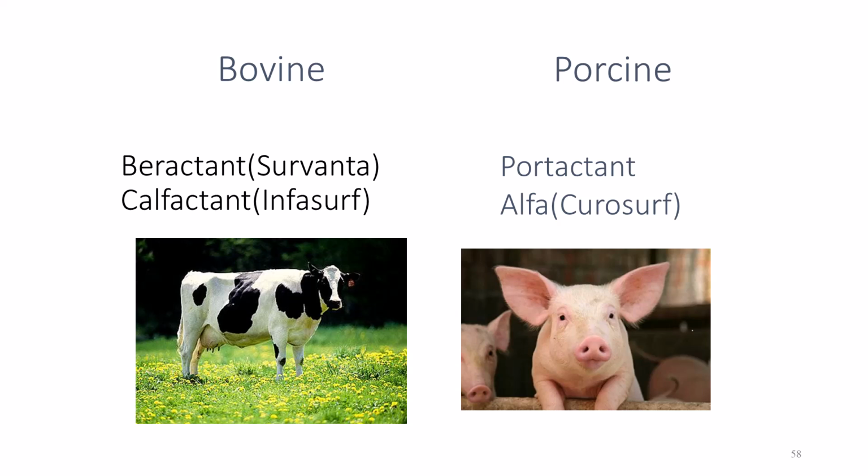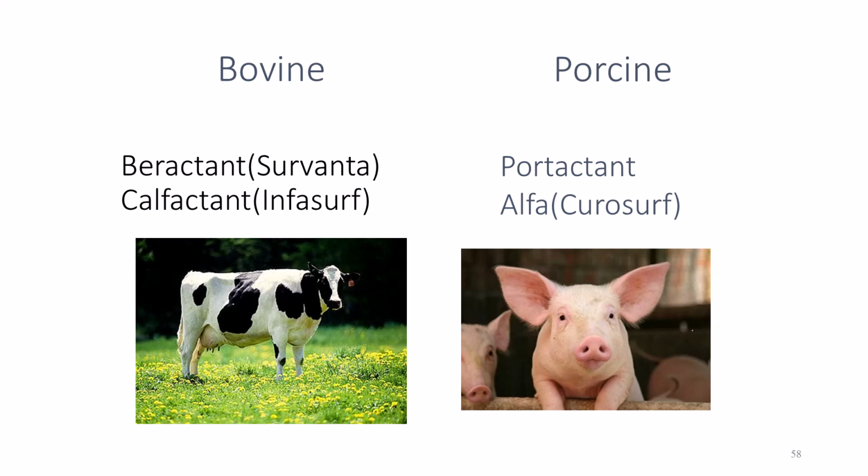Bovine surfactants typically contain both hydrophobic proteins, SPB and SPC, which are essential for reducing surface tension and stabilizing the alveoli. However, the preparation process may involve removing or diluting some natural proteins to reduce the risk of immune reactions. Bovine-derived surfactants are widely used and have been shown to improve lung compliance and reduce mortality in premature infants with RDS.